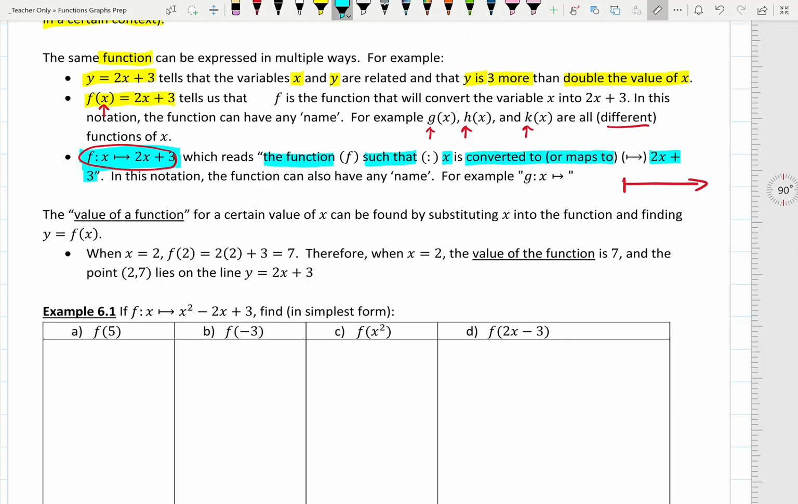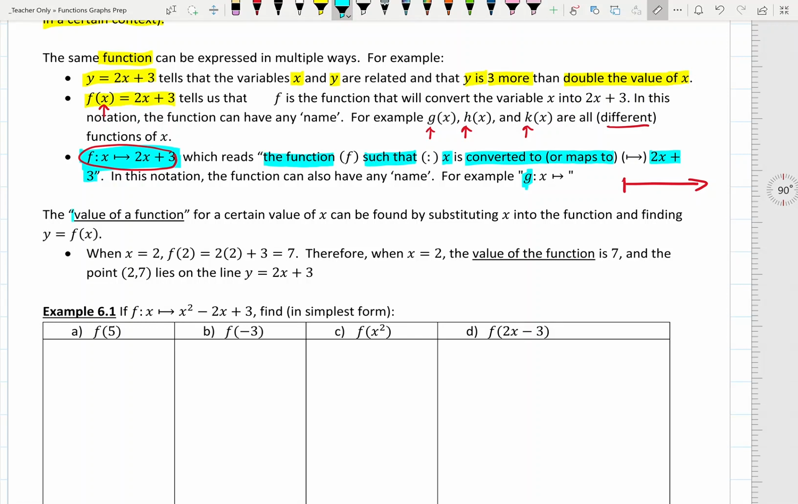And again, the function can have any name. So the function could be called g. So the function g such that x is converted to 2x plus 3. It could be h, the function h, such that x is converted to 2x plus 3 or whatever. And again, all that means is they're different functions.